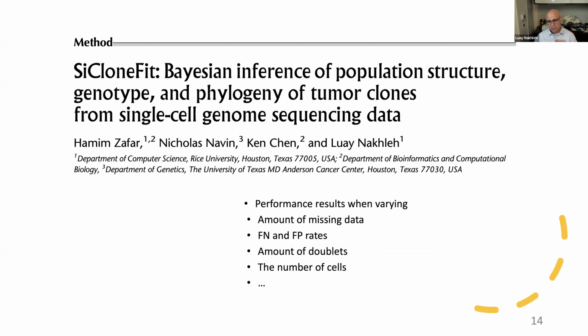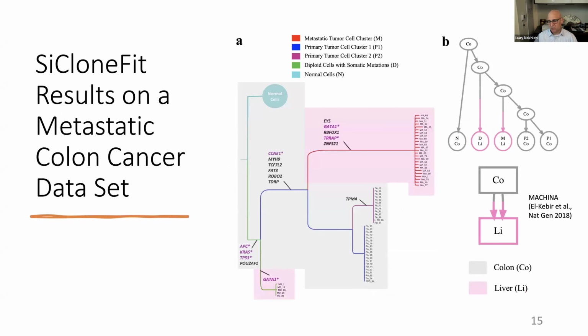The paper has a lot of results there for evaluating the method, but I want to show you just an example of what you get from this method. So here, this is an example of applying Cyclone Fit to a metastatic colon cancer data set. So we have single-cell DNA data from multiple cells obtained from this colon cancer patient. What you see here in panel A is the output of Cyclone Fit. So Cyclone Fit determined that there are 5 clones in this data set.